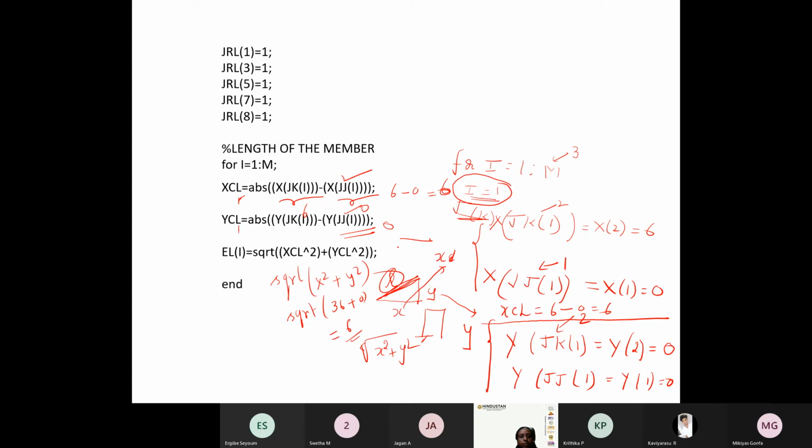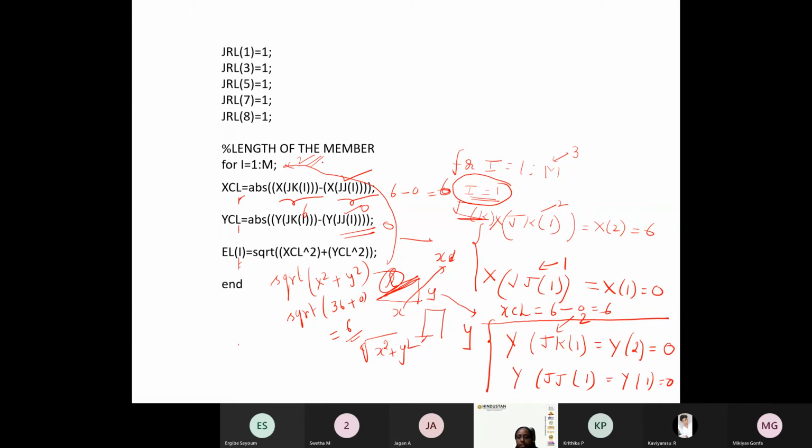What I'm asking is, you copy down this one and you can try for the second member, whether you are getting the answer for the length of the second member. Can you just try? After calculating the square root value, the loop will go further. That is, the first member is over, so now it will become m is equal to 2.